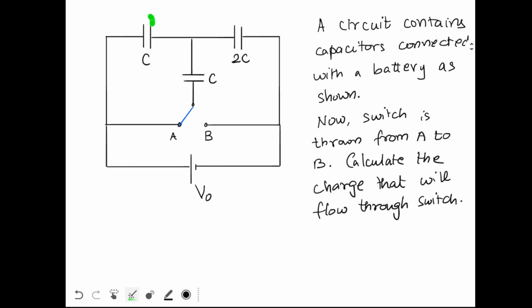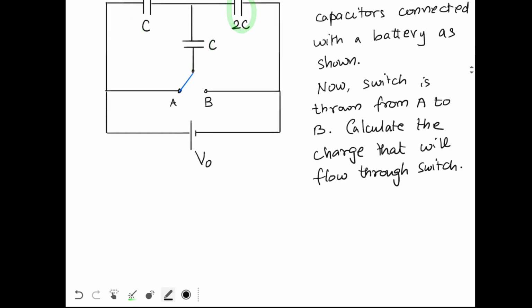As you can see, these two capacitors are in parallel, so their total capacitance will be 2C. Now 2C and then 2C, they will be in series. You could draw it like this: 2C and 2C in series with the battery.